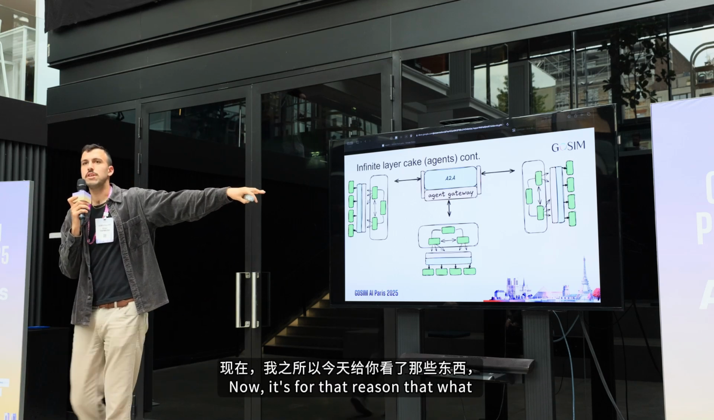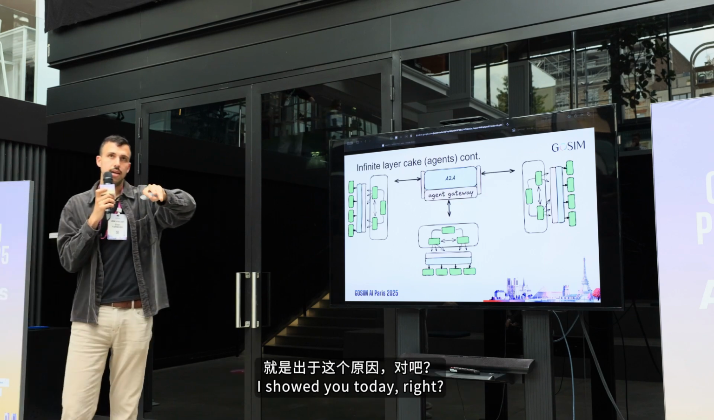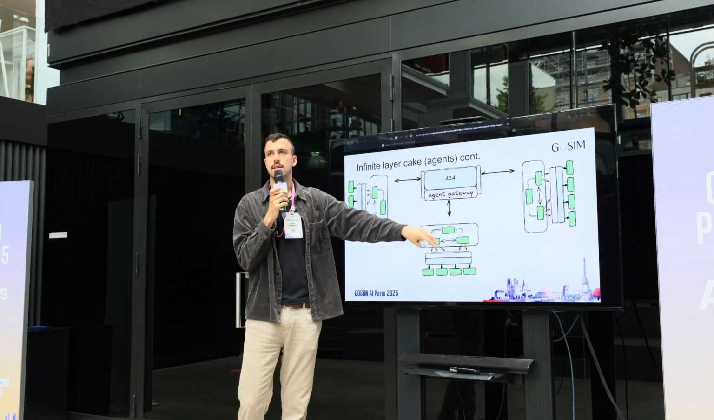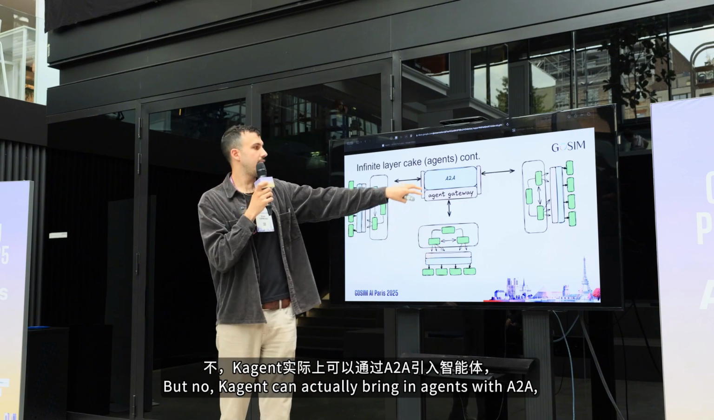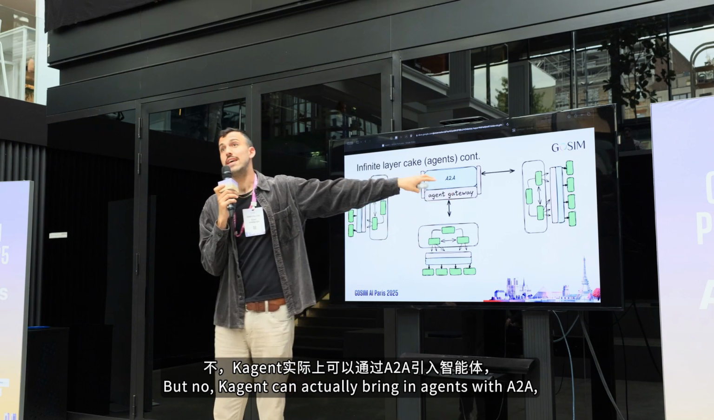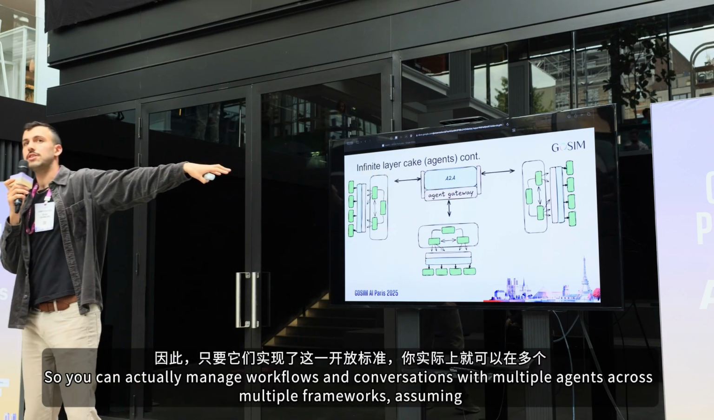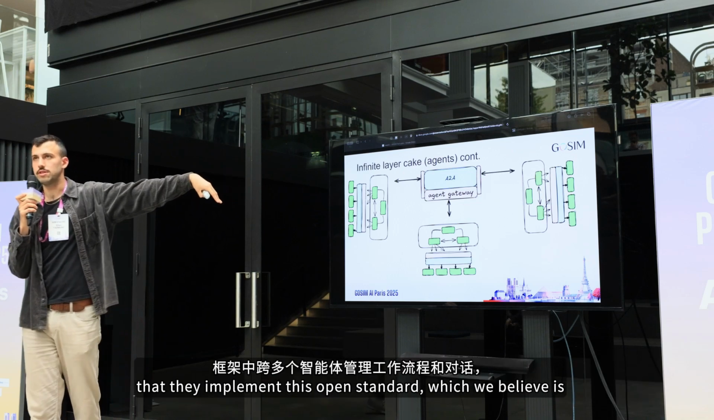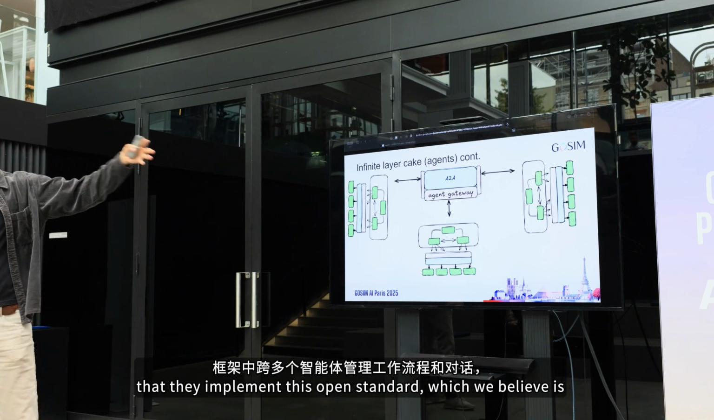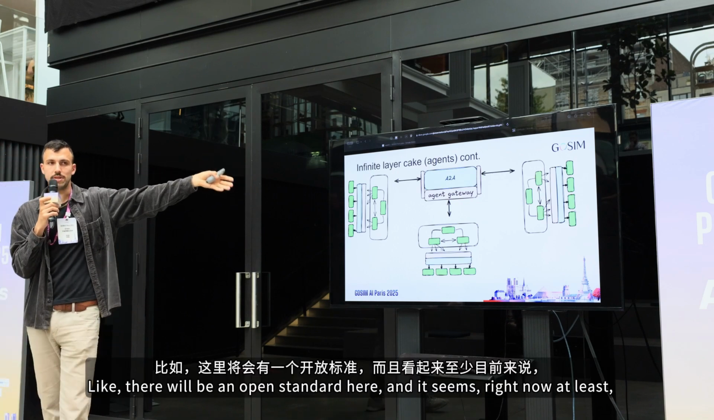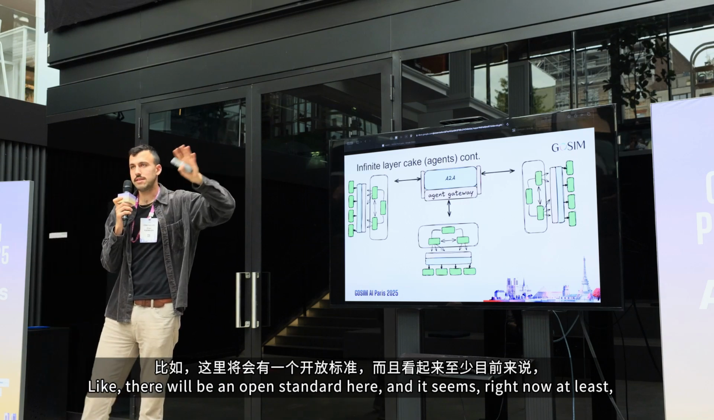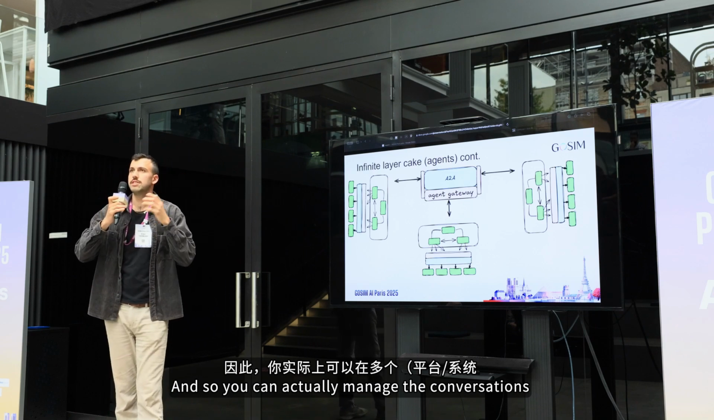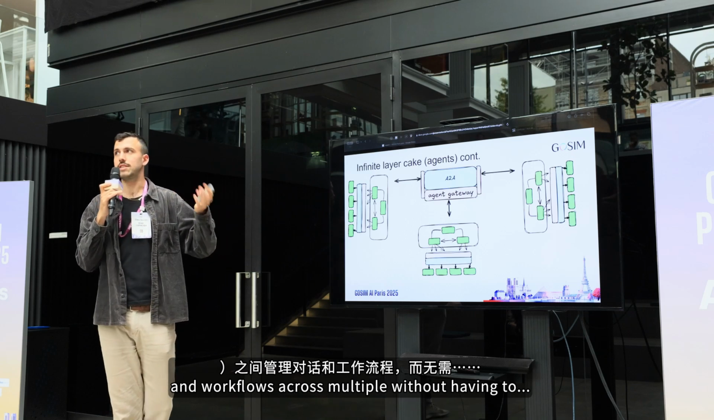Now, it's for that reason that what I showed you today is Kagent acting as this. But Kagent can actually bring in agents with A2A. So you can manage workflows and conversations with multiple agents across multiple frameworks, assuming that they implement this open standard, which we believe there will be, and right now, at least, things obviously move quickly, this will probably be the one. And so you can manage the conversations and workflows across multiple agents.